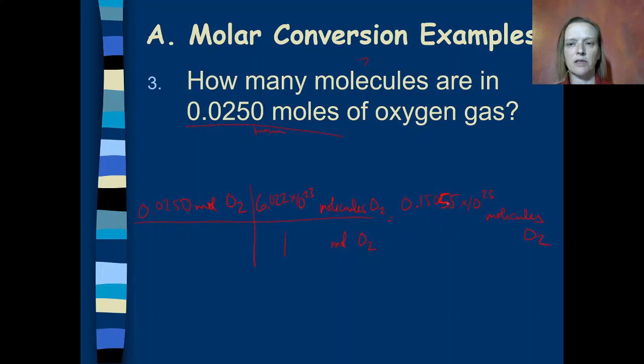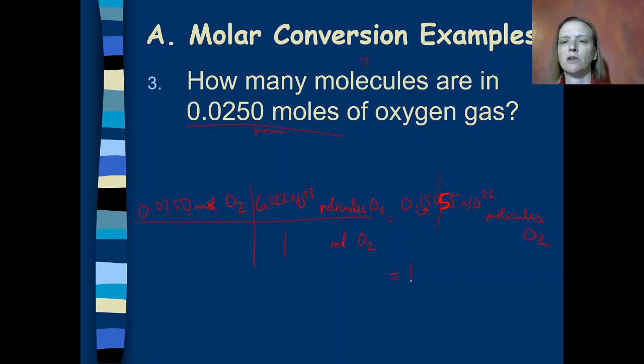Now, this is not correct scientific notation, and it has too many significant digits. So I need to rephrase this in correct scientific notation with the correct number of significant figures. My coefficient needs to be a number between 1 and 10, so I need to move the decimal point 1 time. Because I made this number bigger, I must make the exponent smaller. My final answer should have 1, 2, 3 sig figs.